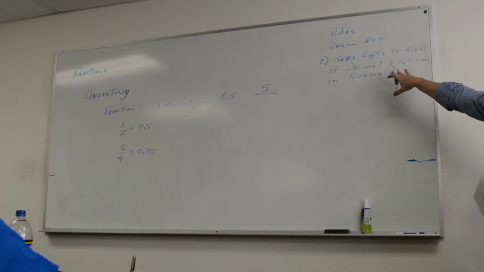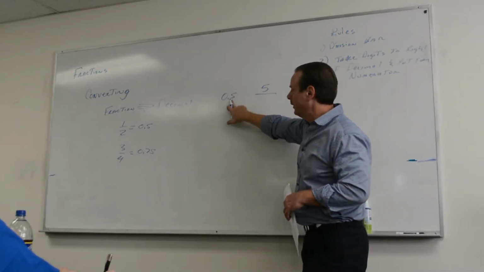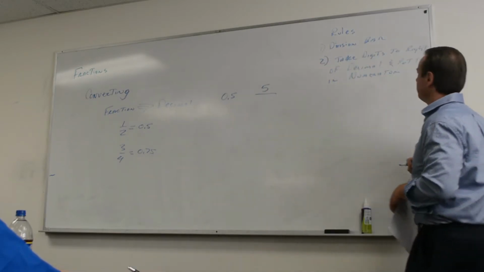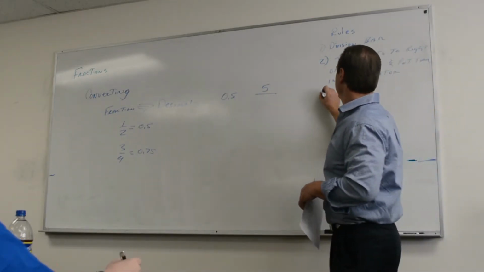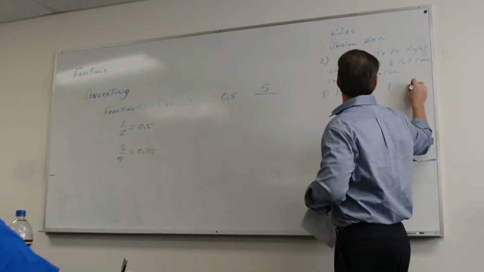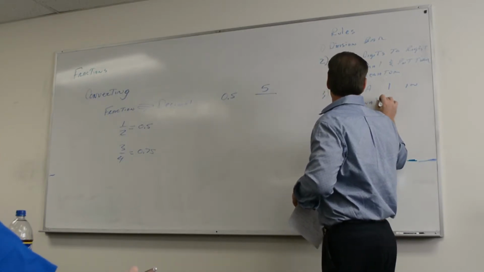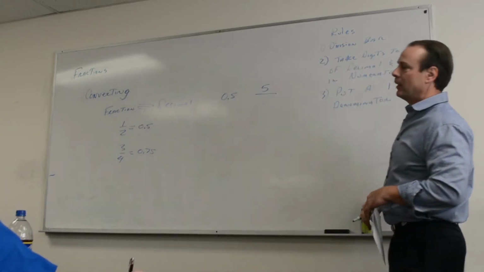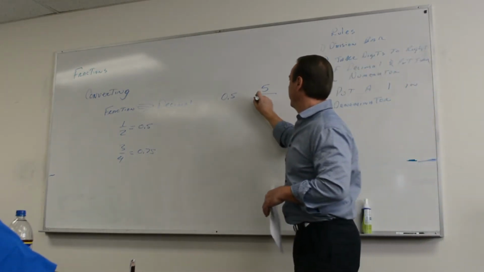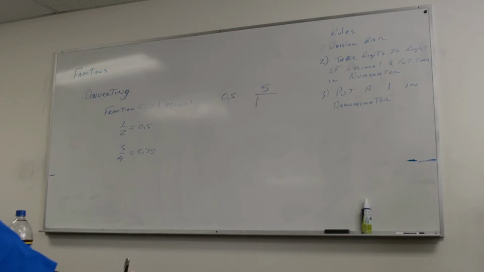All right, first thing we did was we created a division bar. We took the digits to the right of the decimal. There's only 1. We put them directly into our numerator. Step 3. We're going to come over here. We're going to put a 1 in the denominator. It's always going to be 1. All right, we did step 3.